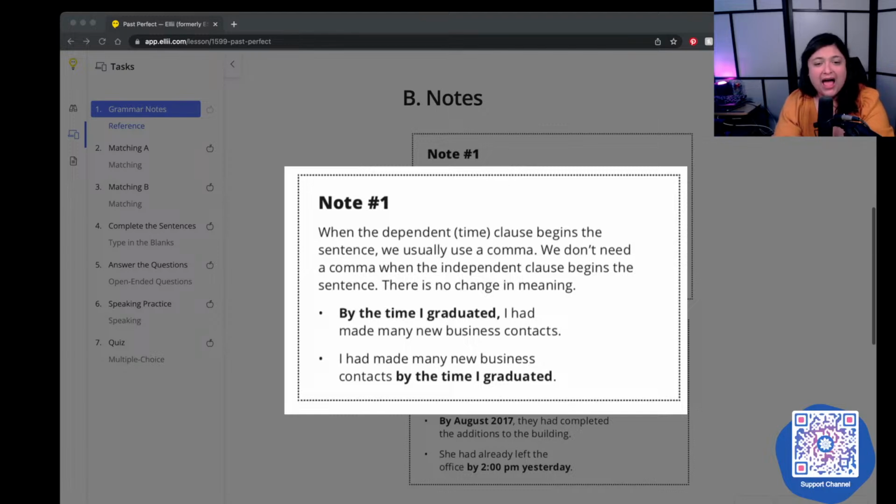So if you said, by the time I graduated, I had made many new business contacts, and I had made many new business contacts by the time I graduated, will have the same meaning.